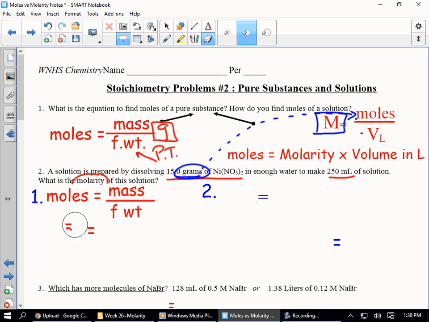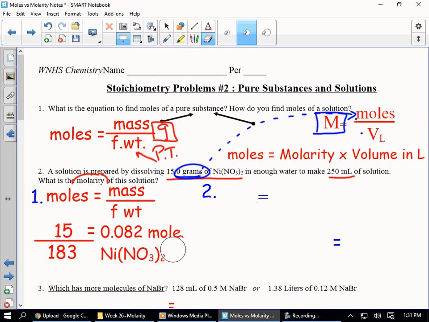So we do have a mass, and that's 15 grams. Pause the program here and try to find the formula weight and see if you can't pick it up from here. Can you answer it from here? Alright, when you add 1 nickel, 2 nitrogens, and 6 oxygens together, you get a formula weight of 183. When you divide 15 by that, you get 0.082 moles of your nickel 2 nitrate.